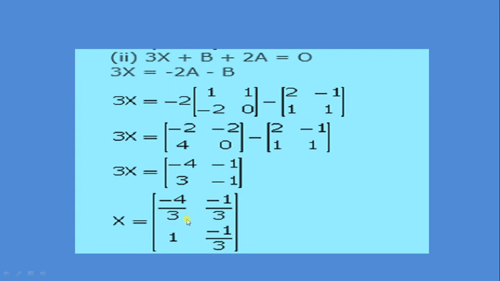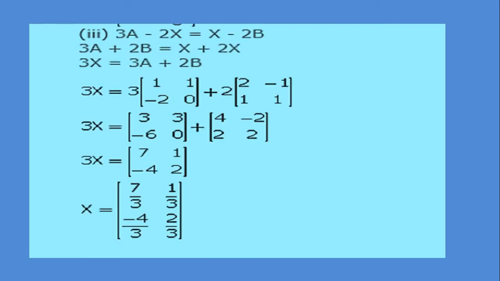Let us move on to sub question 3. It is said that 3A minus 2X is equal to X minus 2B. First, let us write the equation in a proper manner. 3A plus 2B is equal to, shift minus 2X from the left hand side to the right hand side. It results as 2X plus X, that is 3X. Hence 3X is equal to 3A plus 2B.